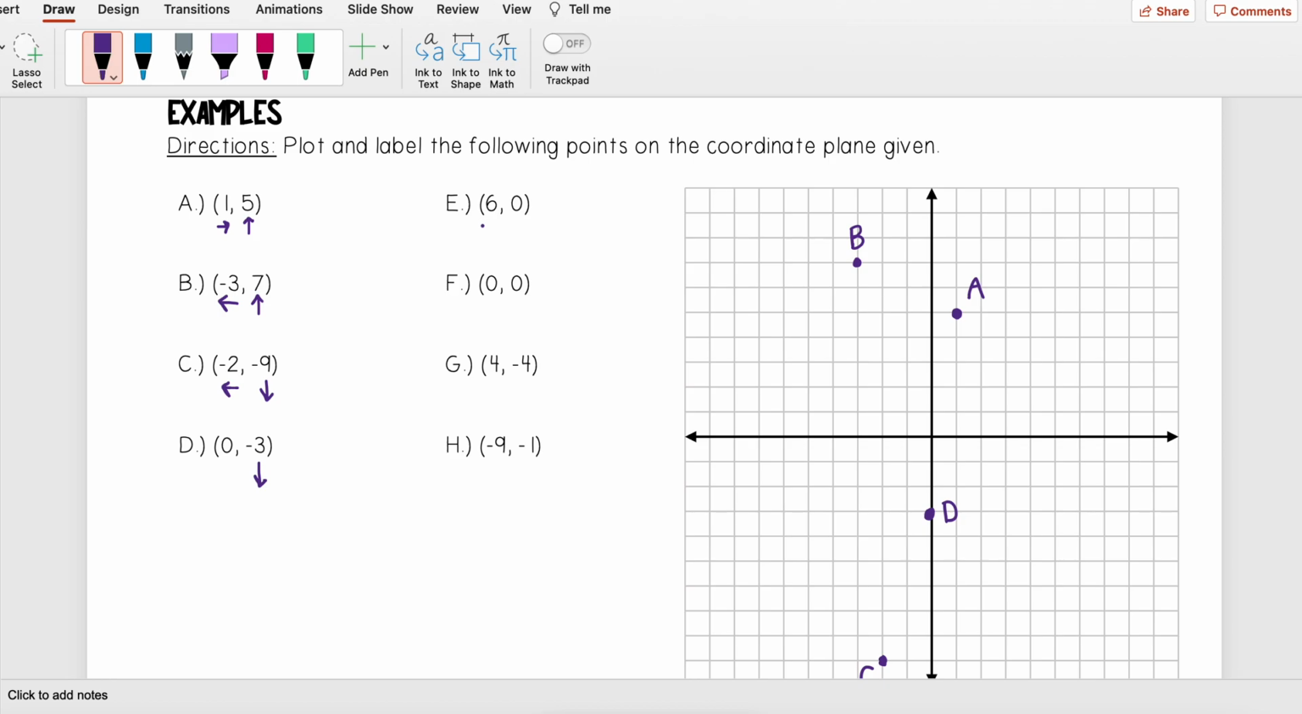E, on the other hand, is going to be the other way around. My 6 tells me I'm going right 6. But then my second coordinate being 0 means I'm not going up or down. So I'm going to go right 6, 4, 5, 6. And then I'm not going to move up or down. So I'm just going to put my point right there.